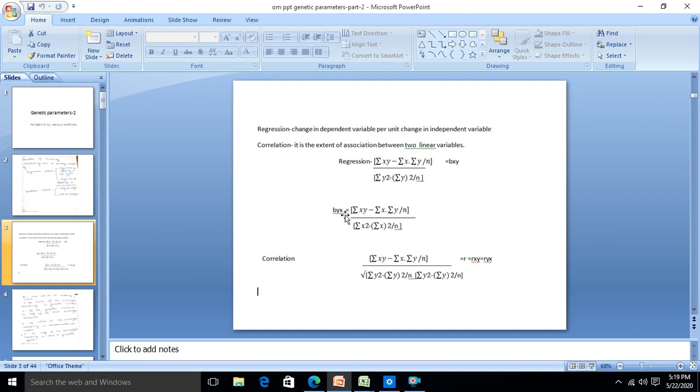Similarly in byx, x is the Vikram and y is the Betal. So y is the dependent variable and x is the independent variable. So you have two regression coefficients.